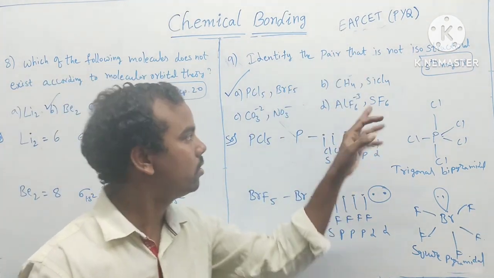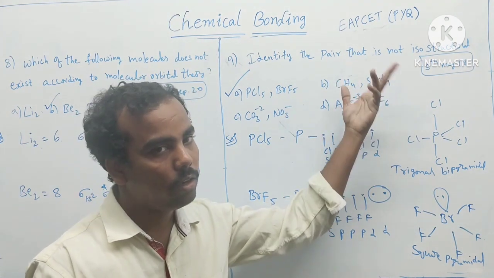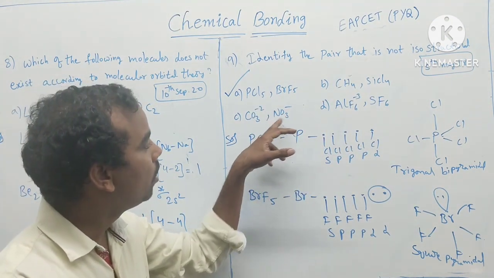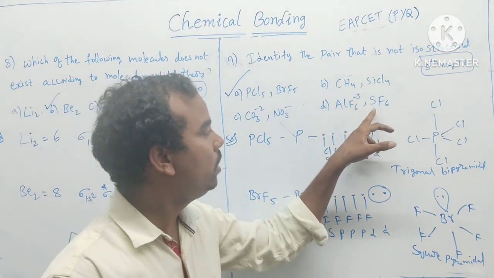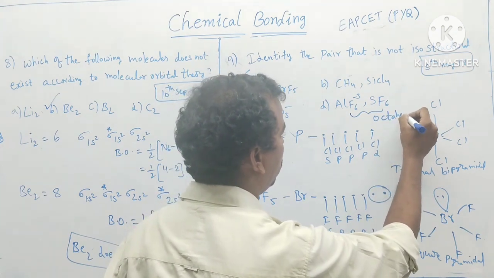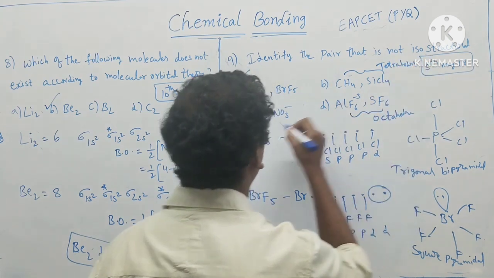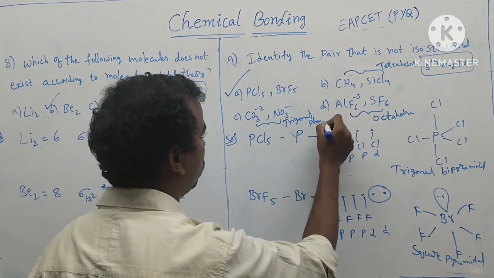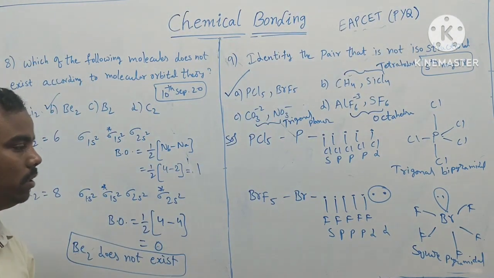So remaining all are isostructural. CH4 has sp3 hybridization, tetrahedral. SiCl4 also has tetrahedral shape. Both are tetrahedral. CO3 2 minus and NO3 minus both have trigonal planar shape. AlF6 3 minus and SF6 both have octahedral shape. So these two are octahedral, these two are tetrahedral, and these two are trigonal planar. So different structures means not isostructural. So answer A. Okay, not this.